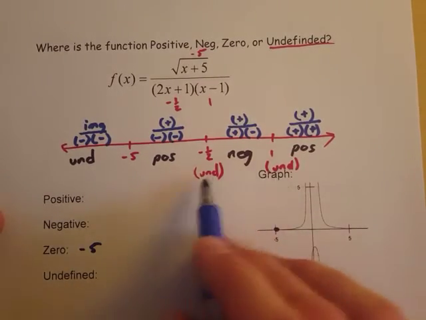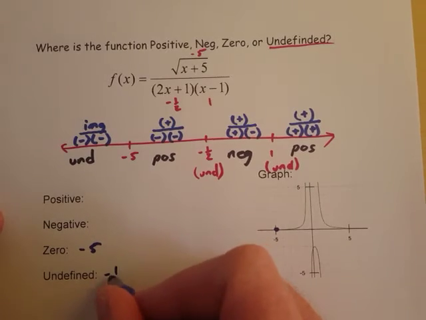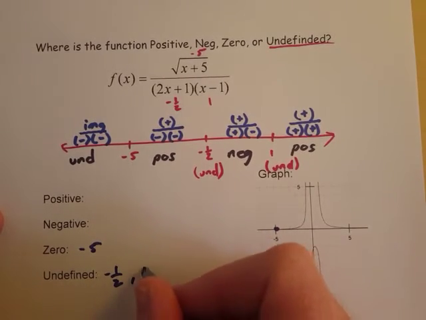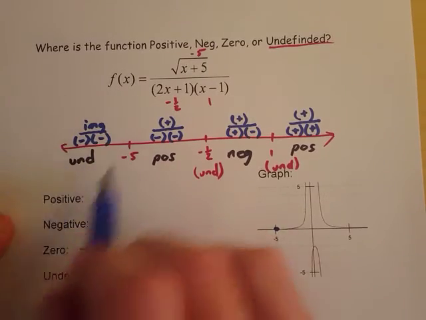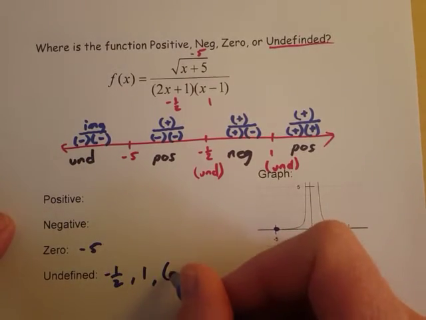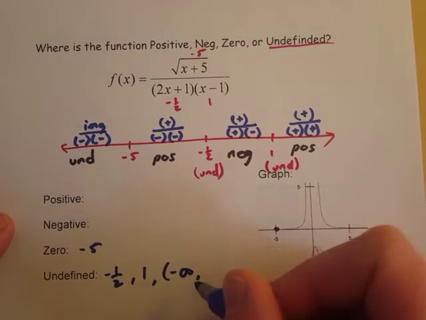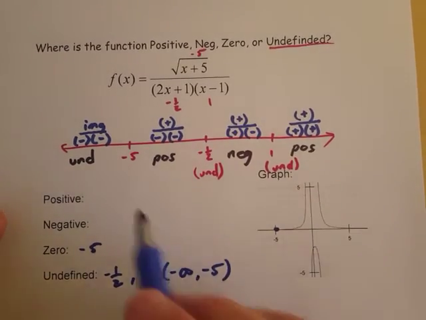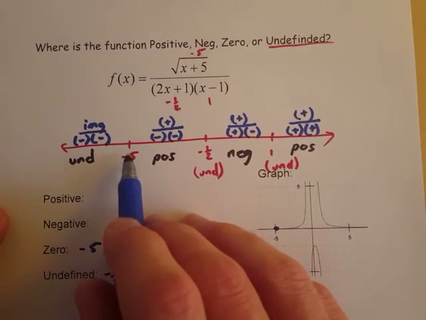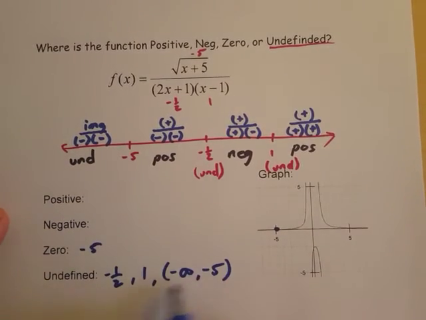Undefined values. Well, we have a couple of places for that. We know that these two individual points are undefined, -1/2 and 1. But then we also know that this whole interval is undefined. So we're going to go -∞ to -5. And I'm going to use a rounded bracket in this case because if I get to -5, that's actually a 0. So that wouldn't be included in that undefined portion. So we'll leave that one as it is.